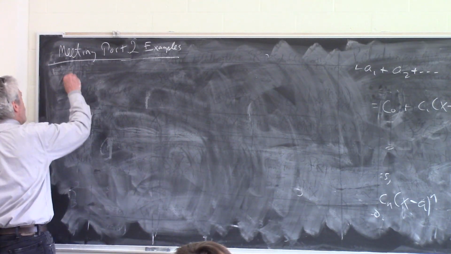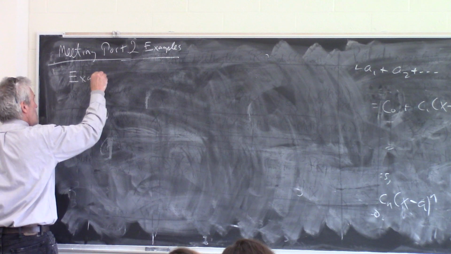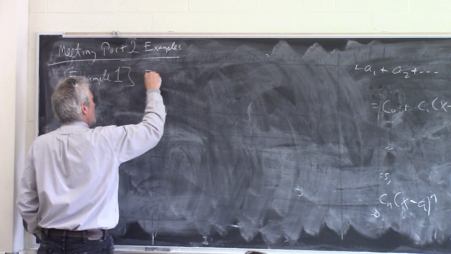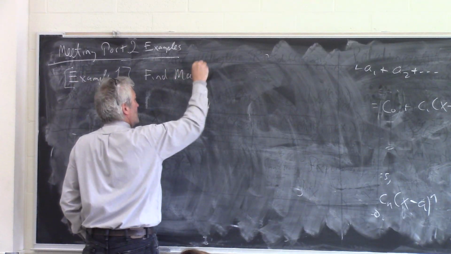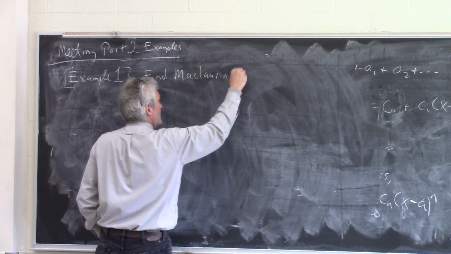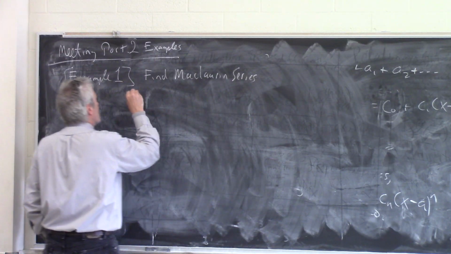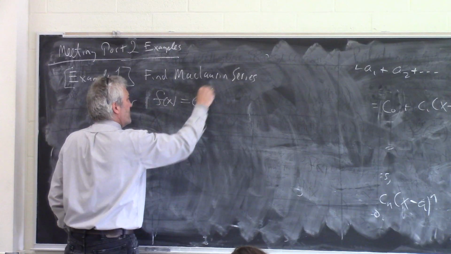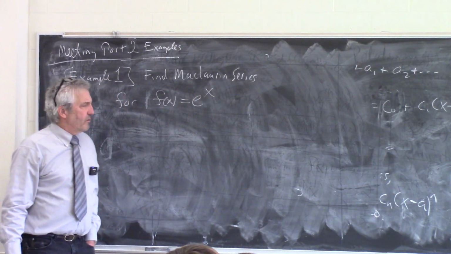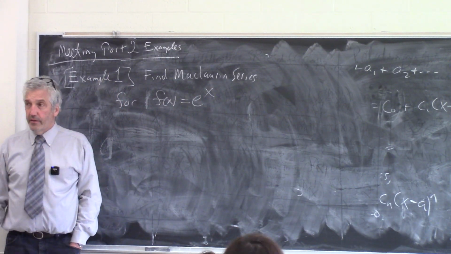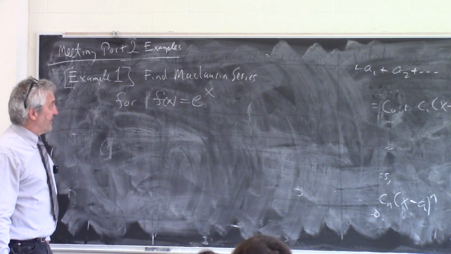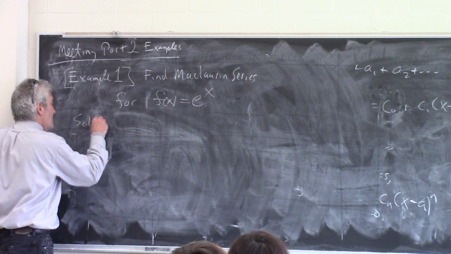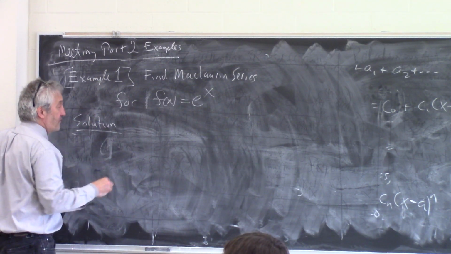So example 1. Find the Maclaurin series for f of x equals e to the x. So again, here we start with a function, and the question is, can we come up with a series that represents it? Well, we have to build those coefficients.